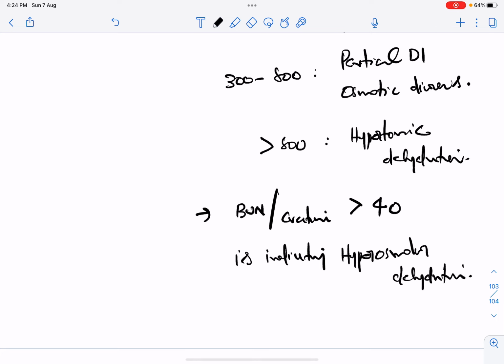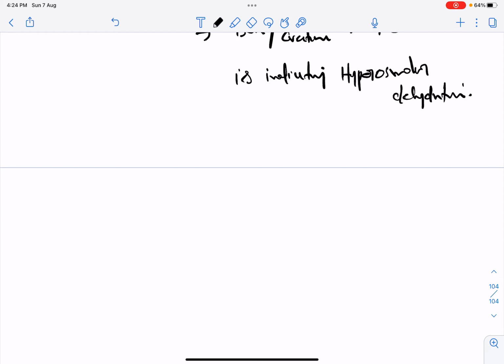Okay, so you have to do this much in investigations. Now moving on to the final part, that is treatment of hypernatremia. Okay, treatment of hypernatremia.